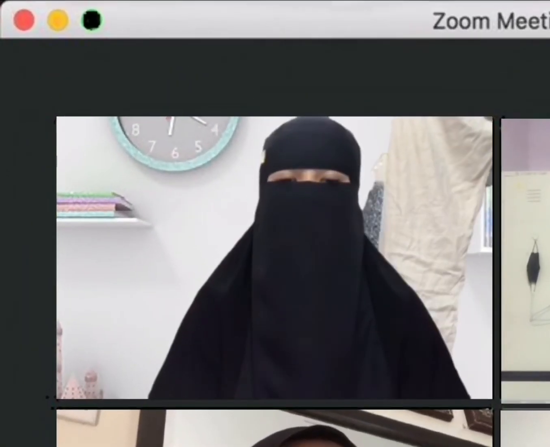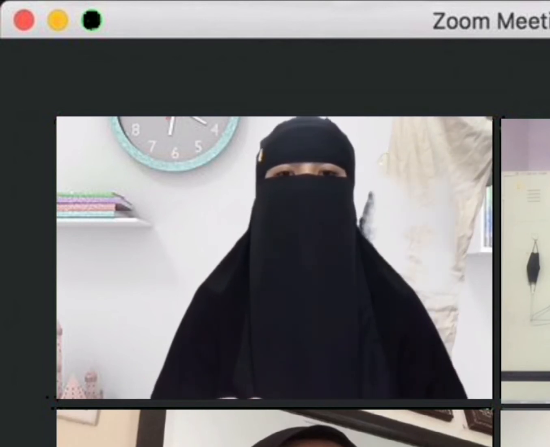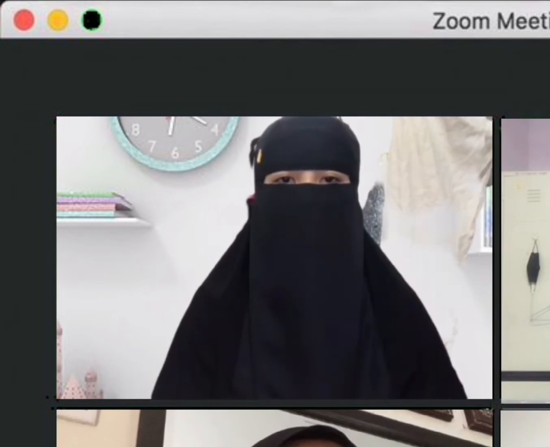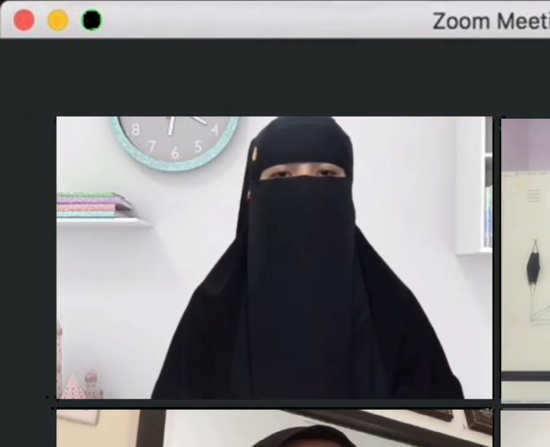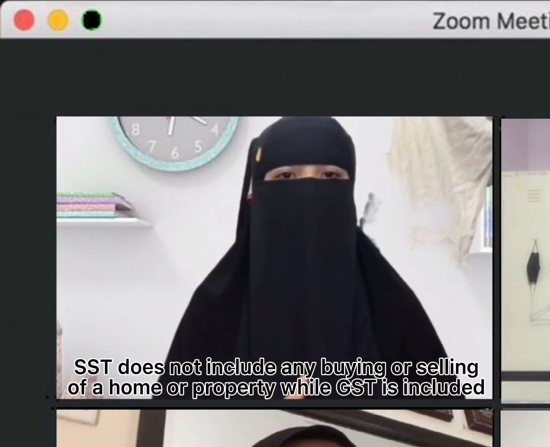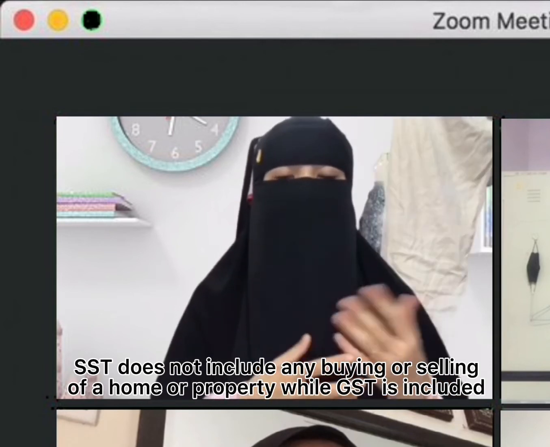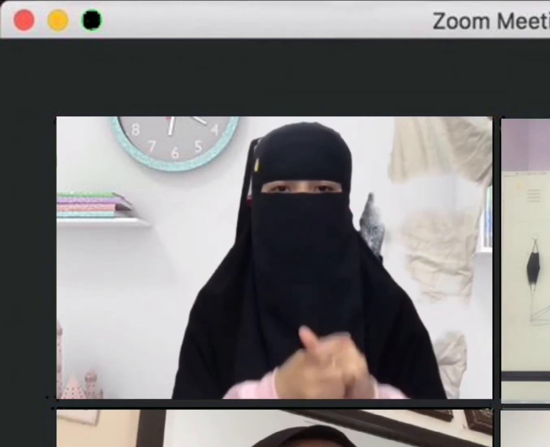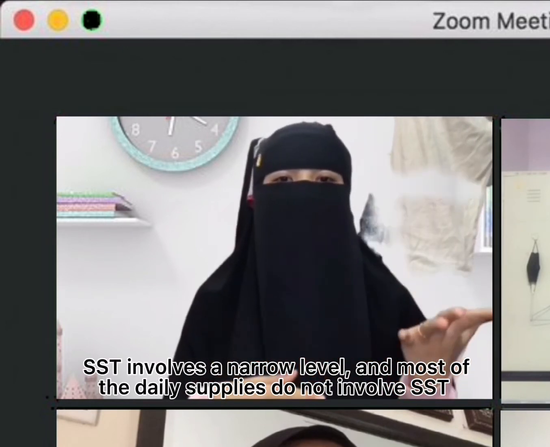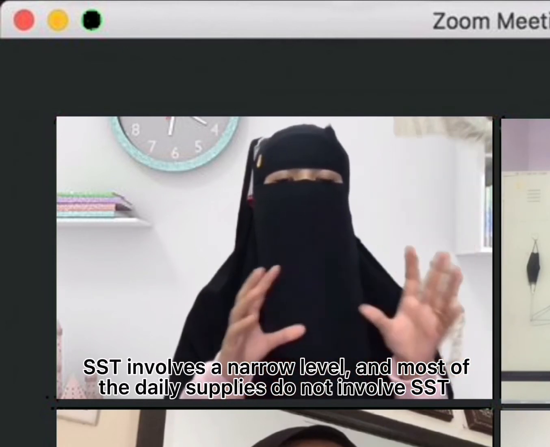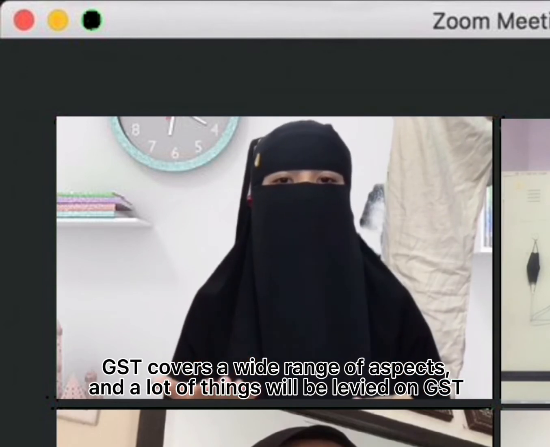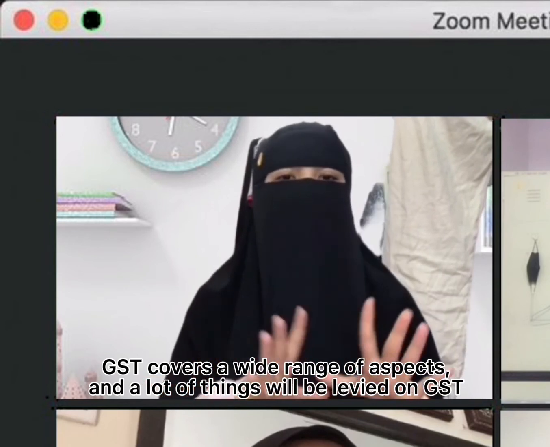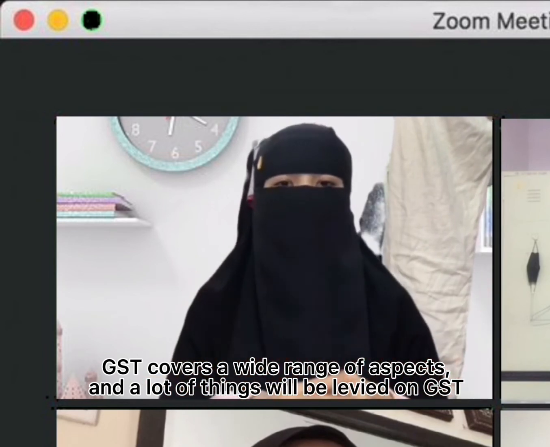Thanks to the moderator. What I can conclude is that while both GST and SST require registration for a turnover of more than 500,000, SST does not include any buying or selling of a home or property, while GST does. In addition, SST involves a narrow scope, and most daily supplies do not involve SST. GST covers a wide range of aspects, and a lot of things will be levied under GST.